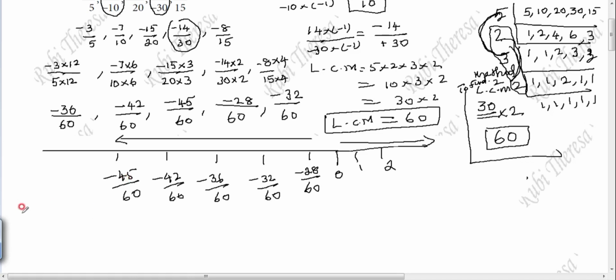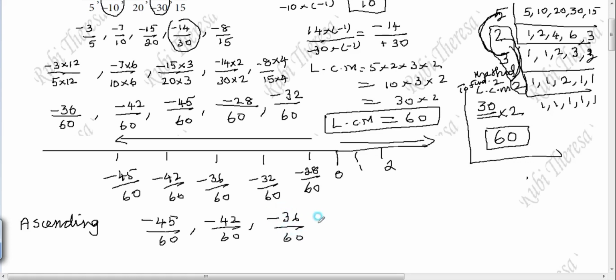So starting from here, ascending means what? Very good, smaller to bigger. So you can write as it is: minus 45 by 60, minus 42 by 60, minus 36 by 60, minus 32 by 60, minus 28 by 60. Minus 28 by 60 is the bigger number. Comparing these, this is the biggest and this is the smallest. So from smaller to bigger.